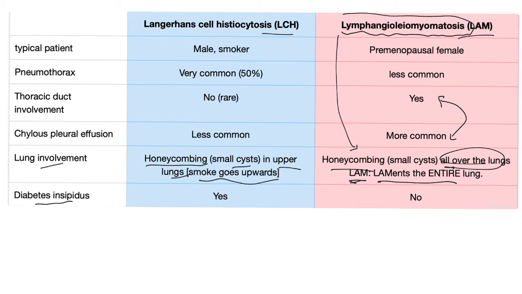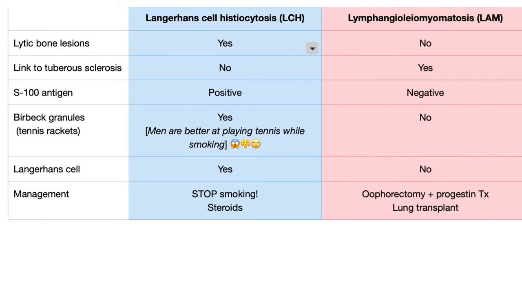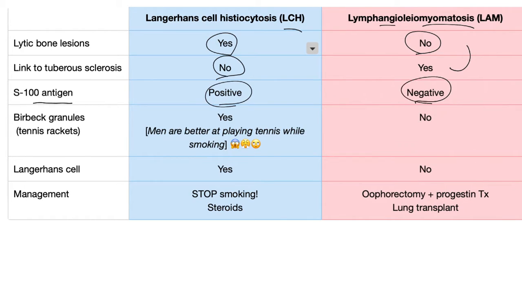Duh. Diabetes insipidus. Yep, you will not find it with LAM. Langerhans cell histiocytosis has lytic bone lesions, but LAM does not. LCH is not linked to tuberous sclerosis, but LAM is. S100 antigen is positive in Langerhans cell histiocytosis, but it's negative in LAM. Birbeck granules, also known as tennis racket granules, are found in LCH, but not found in LAM.